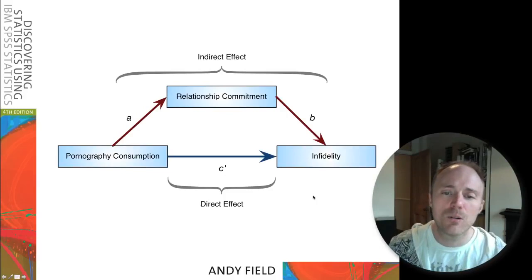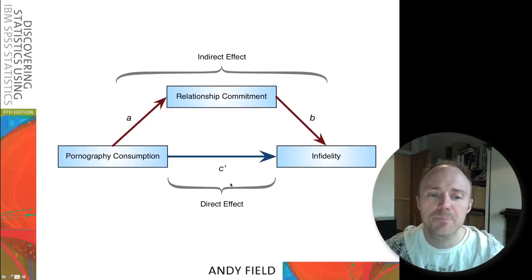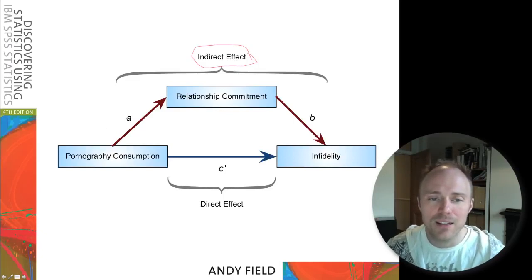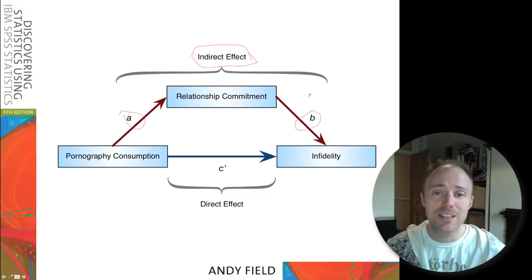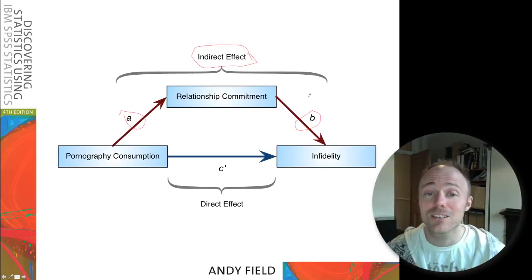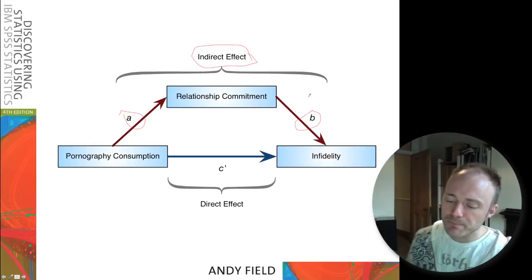So we can see the actual example here. All I've done is slot the names of the constructs into the boxes. Mediation would be shown by a significant indirect effect. We can quantify this indirect effect, the combined effect of these pathways A and B, and if that is significant, then we have a significant mediation. In other words, if the indirect effect is big enough, then our relationship between pornography consumption and infidelity has been mediated by relationship commitment.